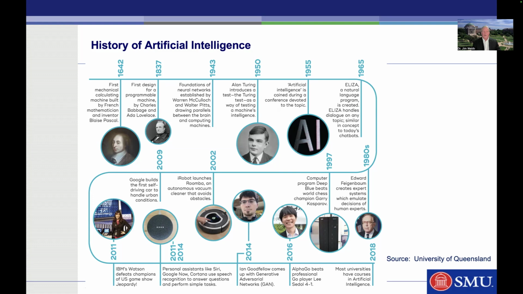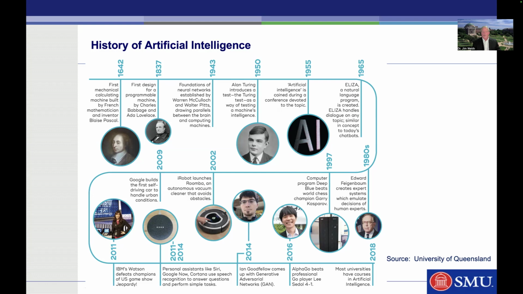Jumping to 1943, now we're starting to talk about neural networks, and we're going to dive into neural networks a little bit further into the presentation. But these become very, very important as we move forward in the world of artificial intelligence. This is starting to parallel how the brain operates and how computing machines actually operate. By 1950, Alan Turing introduces what he calls the Turing test, and this is how you can test a machine's intelligence. 1955, artificial intelligence is actually called artificial intelligence for the first time.